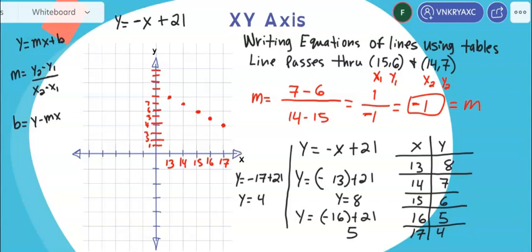And then when we graph them, it is a negative slope, and it goes down. I'm doing it as straight as I can, and that's how it will look. So that's how you do it when the line passes through those 2 points, because we started with 14 and 7, and 15 and 6. These are the 2 points we started with. So that's it. That's how you do it.